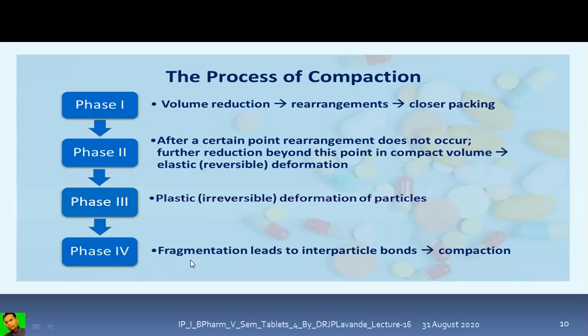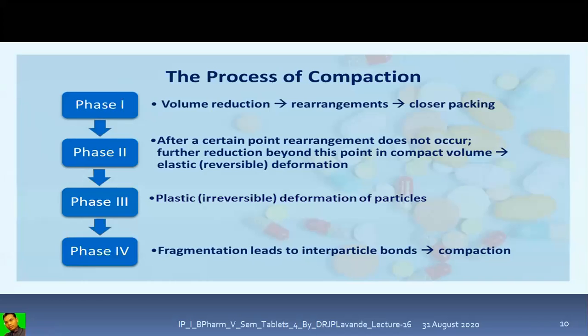And phase 4 consists of fragmentation. That leads to the formation of bonds between the particles, so that they hold the material together. It creates cohesive forces, and thus leads to the compaction. So compaction passes through four different phases. What are these four phases? Phase 1, phase 2, phase 3, phase 4.